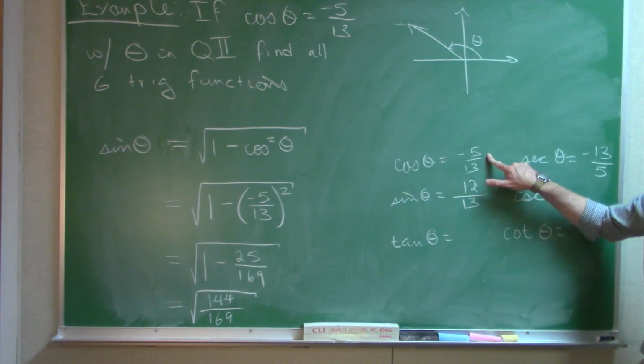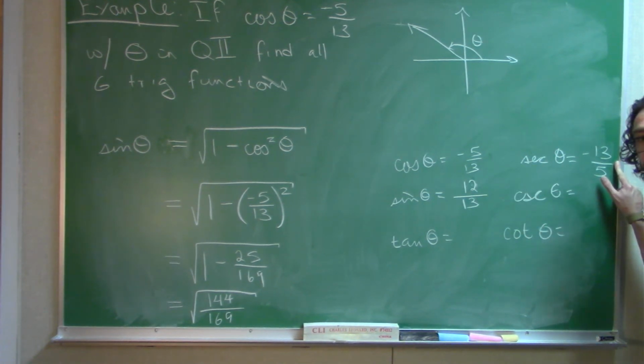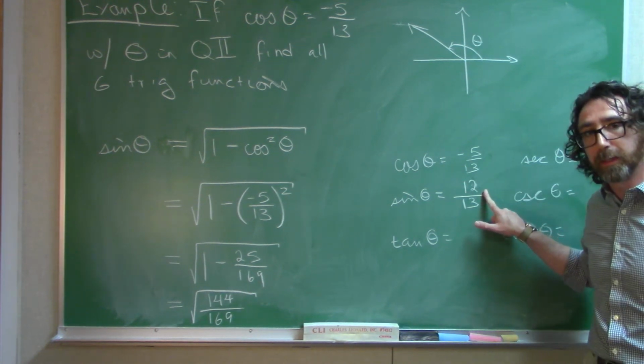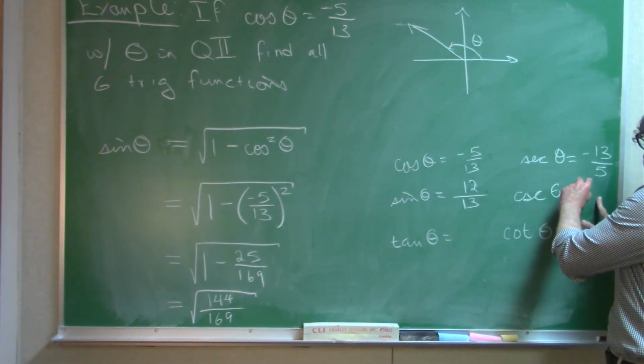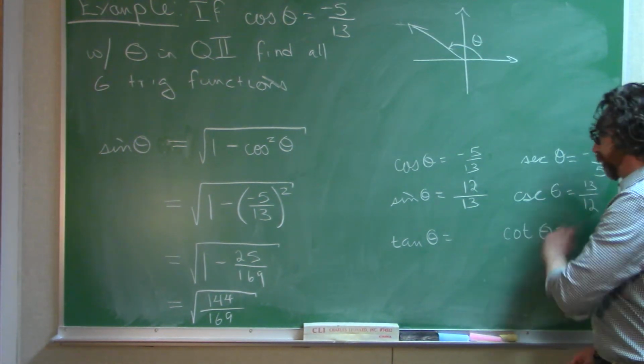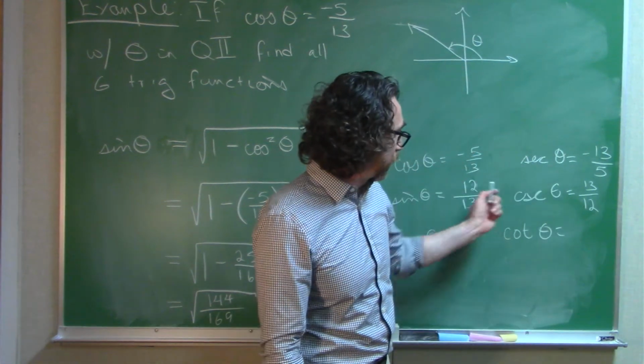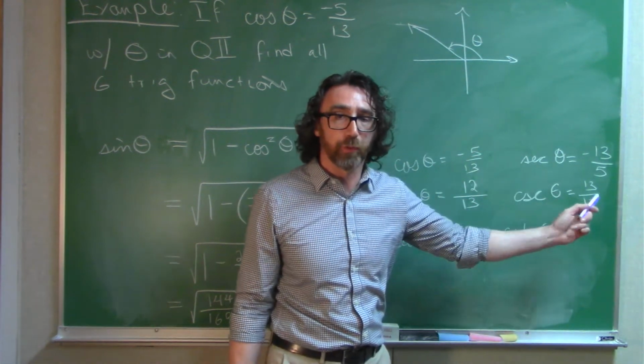So we were given this one. Reciprocal identity gets us this one. Pythagorean identity gets us the sine theta. Now we can get this easy. Reciprocal identity. Sine theta equals 12 over 13. Cosecant is 13 over 12.